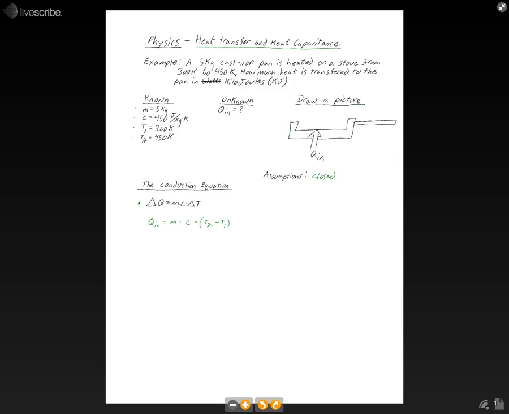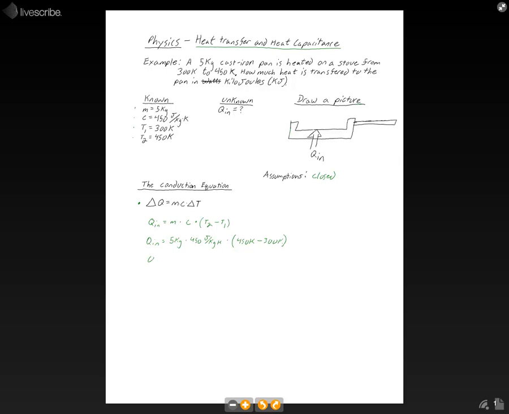So continuing on with that, we have Qin is equal to mass of 5 kilograms times heat capacitance of 450 joules per kilogram Kelvin times T2, 450 Kelvin, minus 300 Kelvin.